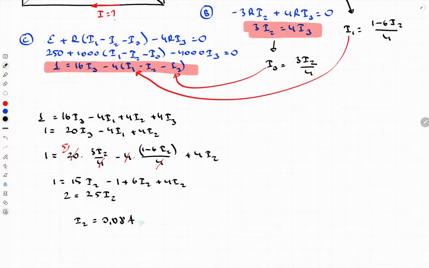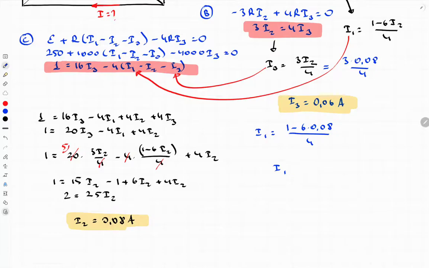This is I2, so I3 will be equal to 3 times 0.08 over 4, so I3 will be equal to 0.06 amperes. I1 equals (1 minus 6 times 0.08) over 4. So I1 equals 0.13 amperes.